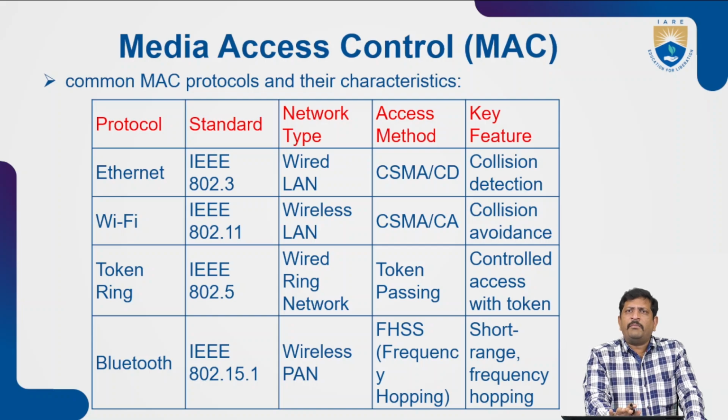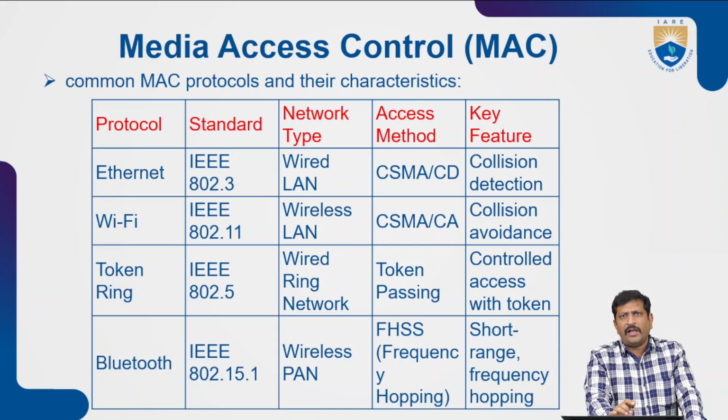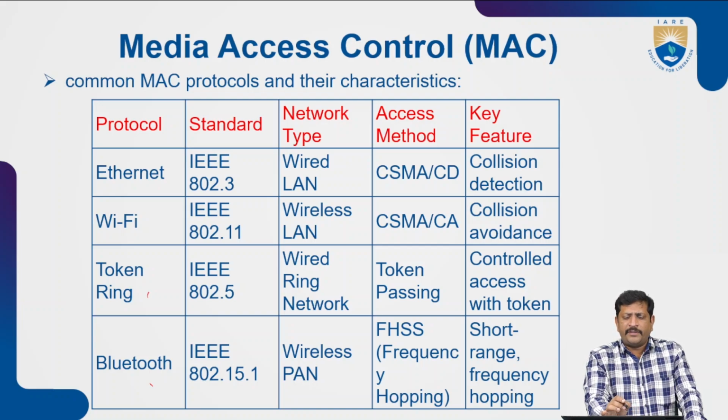Here are the common MAC protocols and their characteristics. The protocols are Ethernet, Wi-Fi, token ring, and Bluetooth. First, Ethernet. In Ethernet networking, generally we are utilizing the IEEE 802.3 standard.